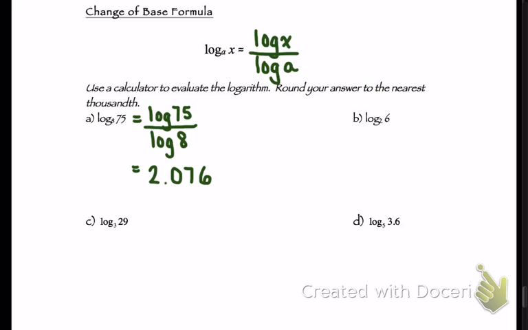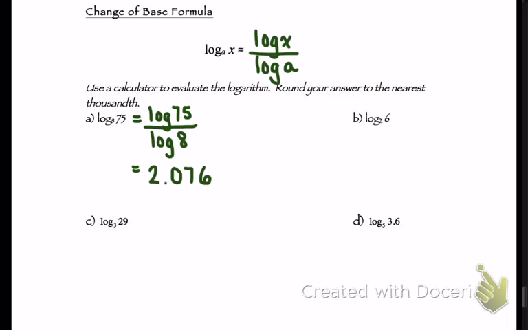How could I double check to make sure that this is right? Well, if I understand that this is just simply an exponent, I'm basically asking myself, 8 to what power is 75? Right? That's basically what that says. So 8 to the 2.076 power is going to be equal to 75. Now you have to understand, based on how we round it off, it's not going to be exactly 75, but it's going to be darn close to that.